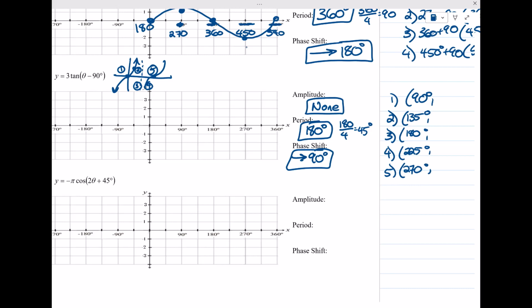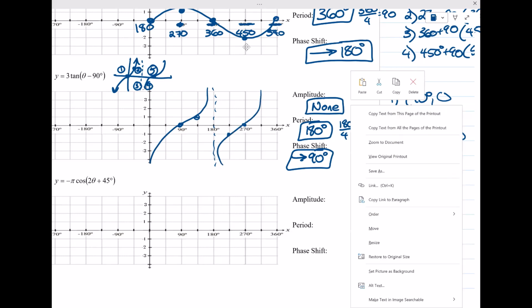Tangent starts at 0. Then we go 1 and undefined, and -1, 0. So at 90, it's 0. 135, it's 1. Undefined. -1, 0. The graph's going to look something like this. It's close enough.